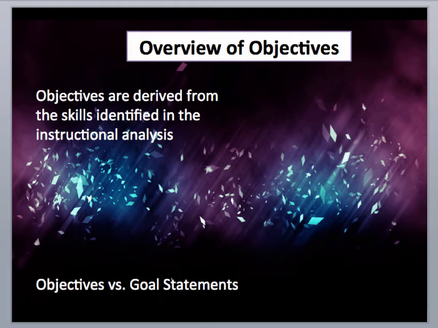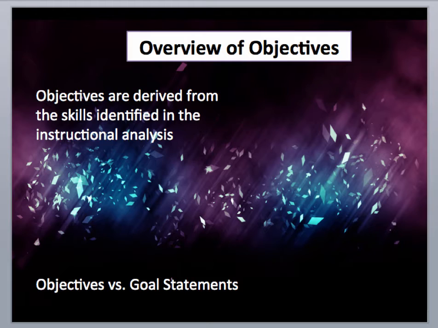Objectives can be skills, intellectual or motor. It can be knowledge or attitudes. So you're probably a little confused. You're thinking, okay, we did goals, now we're doing objectives. So how does an objective compare to a goal statement?